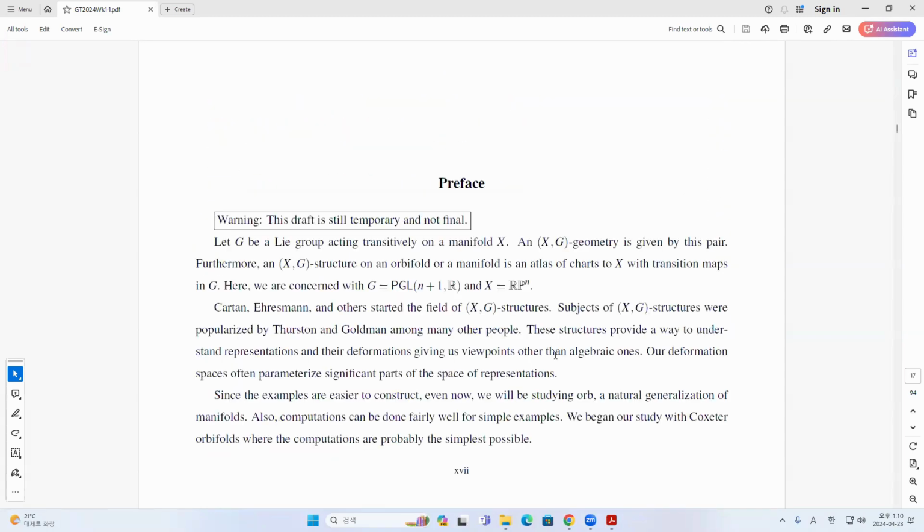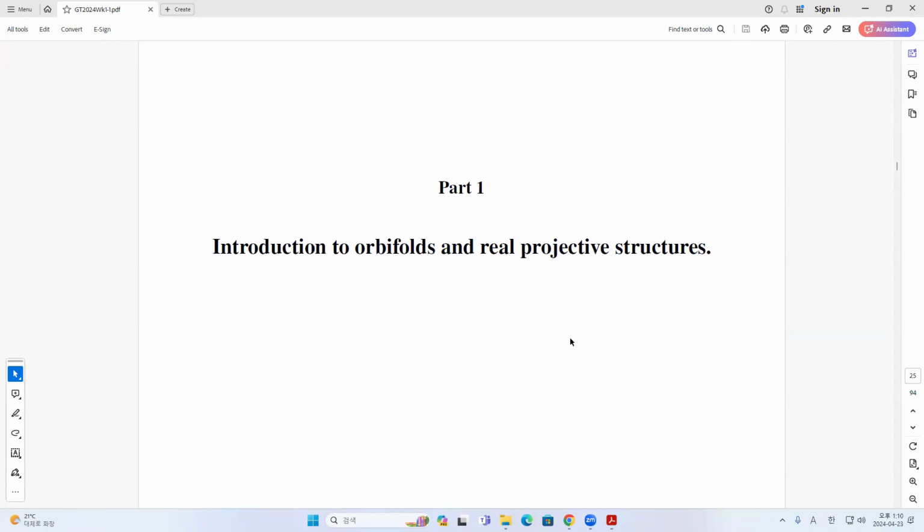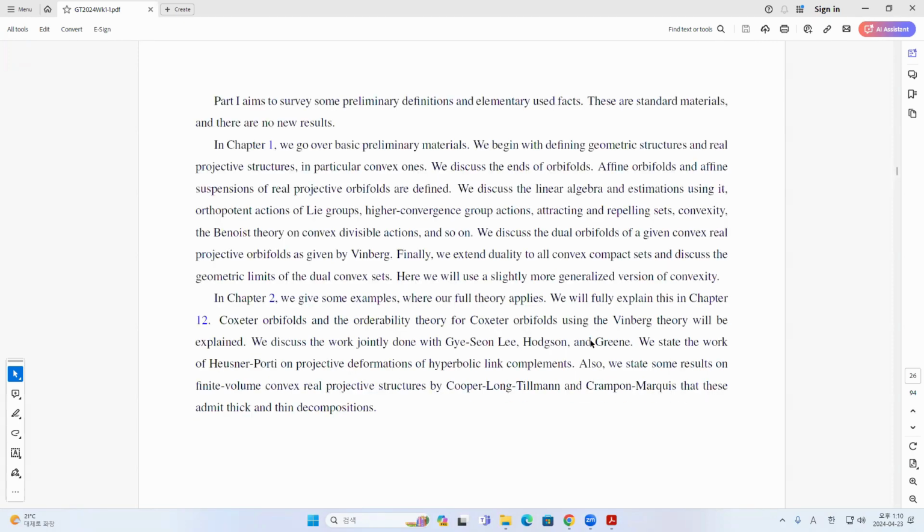Okay, so I want to skip the preface because it's not really understandable at this stage. Part one is on the introduction to orbifolds and real projective structures. Here we just want to do some definitions and elementary facts. In chapter one, we basically do some orbifold theory with geometric structures, some linear algebra, Hausdorff convergence, group actions, attracting and repelling sets, and so on. And also some Benoist theory.